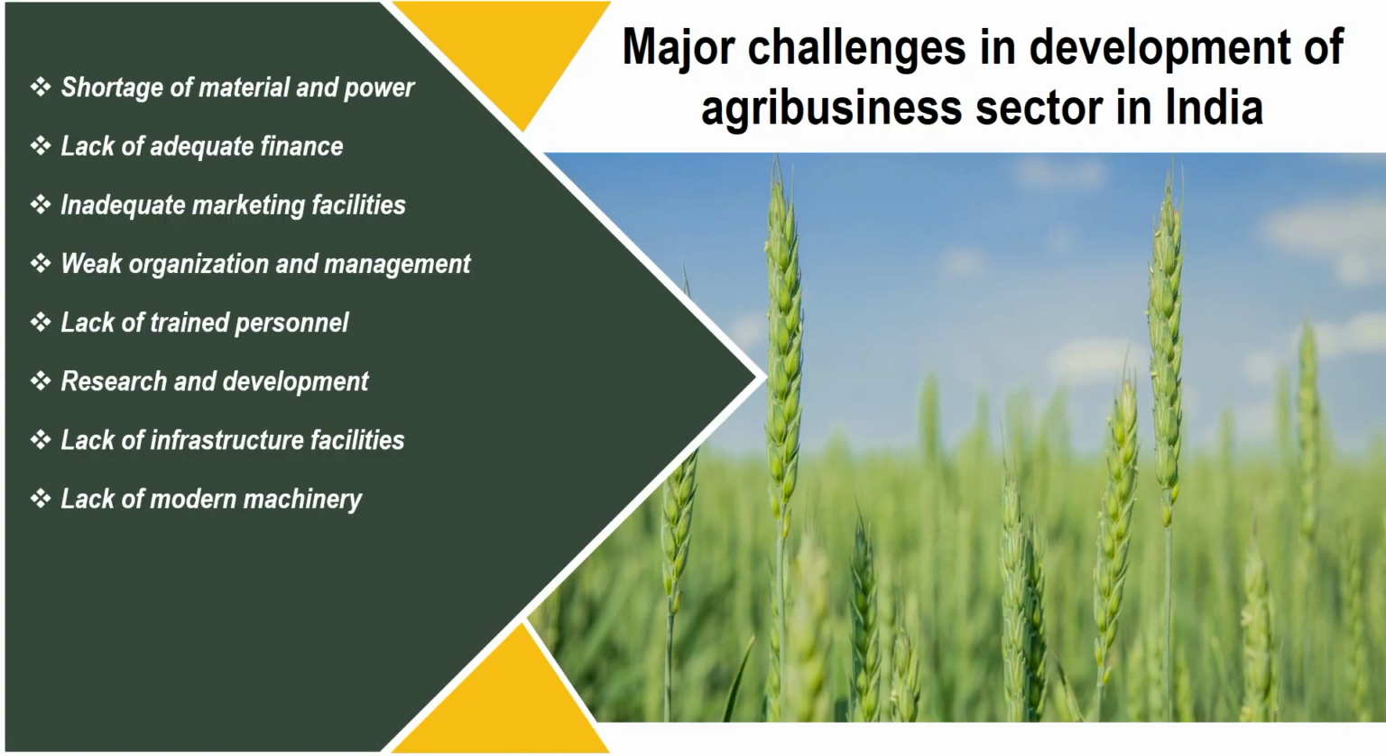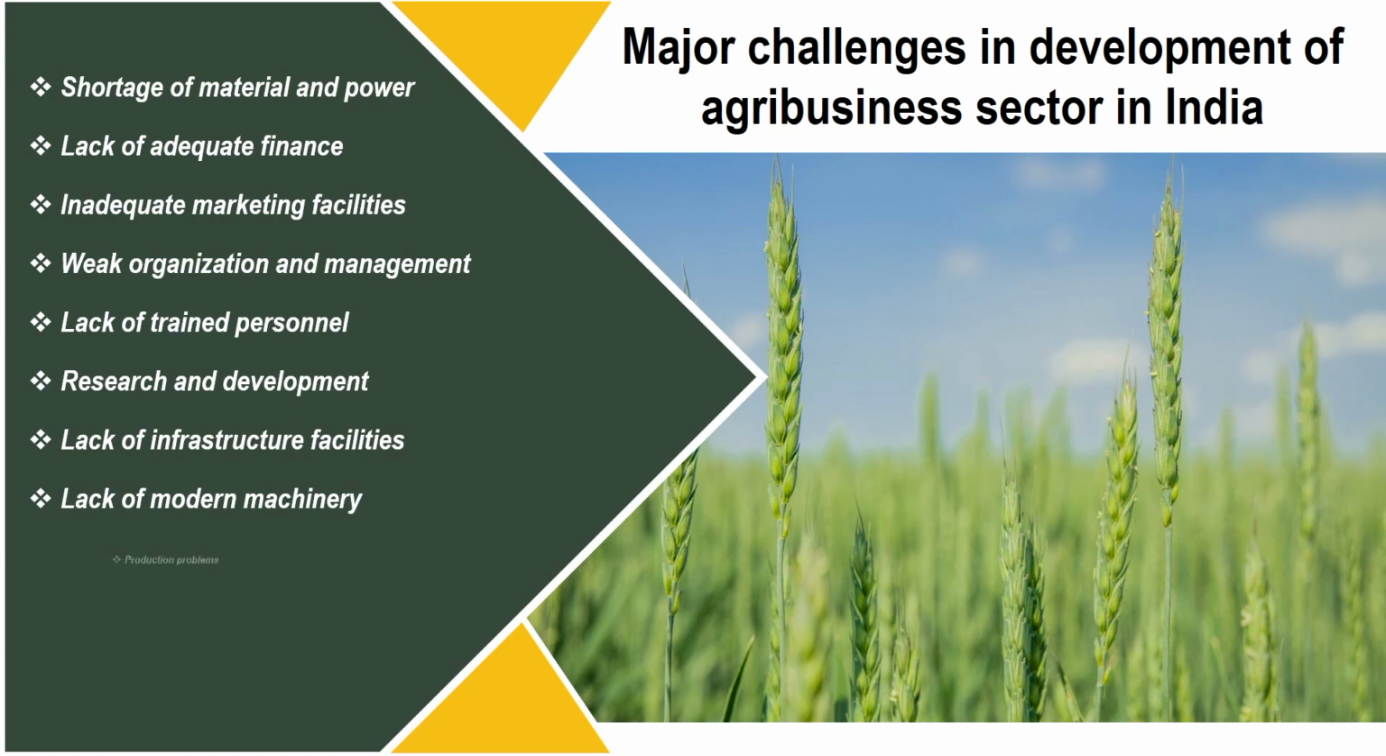Then lack of modern machinery is one aspect, because machinery is expensive and reaching that expensive machinery may not be possible everywhere. Certain industries have been established, but the machinery may not be of global standard. So, the processed produce which they are supplying may not be of the standard which can be exported. Then production problems do creep in due to all these factors which we were discussing.